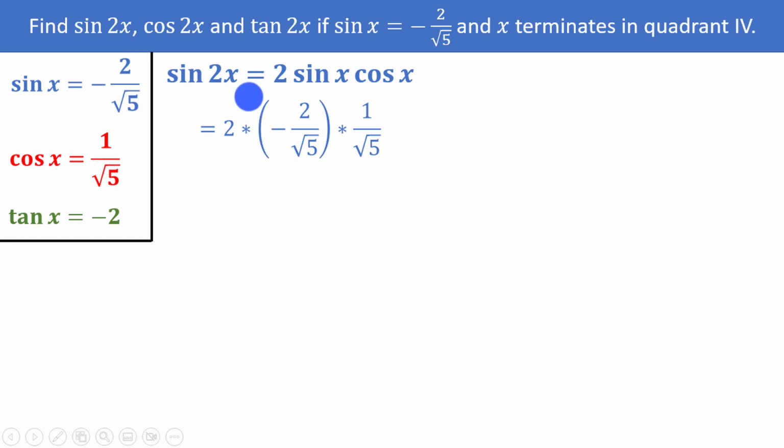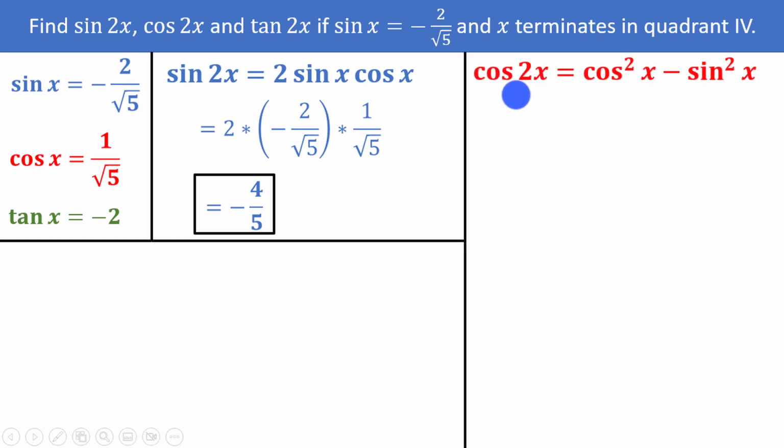If we simplify this, we will have 2 times negative 2, which is negative 4, and then the square root of 5 times the square root of 5 in the denominator, which is 5. Together, that makes negative 4 over 5, so sine of 2x is negative 4 over 5. There are 3 double angle identities related to cosine.